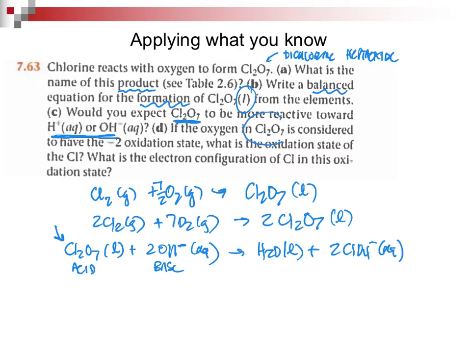The last one says, the oxygen in dichlorine heptaoxide is considered to have a -2 oxidation state. What is the oxidation state of chlorine? Well, back in chapter 4, we talked about redox. And here they even tell you this is a -2. -2 times 7 is -14. How can I get a zero charge? I need a +14. But there are 2 chlorine atoms, so each of these will be a +7.